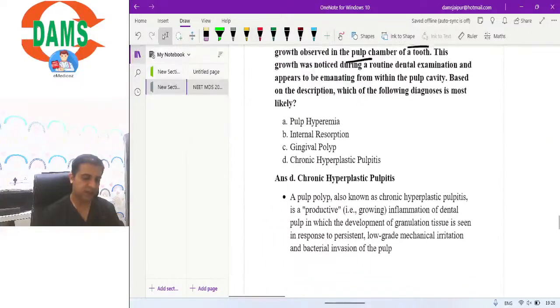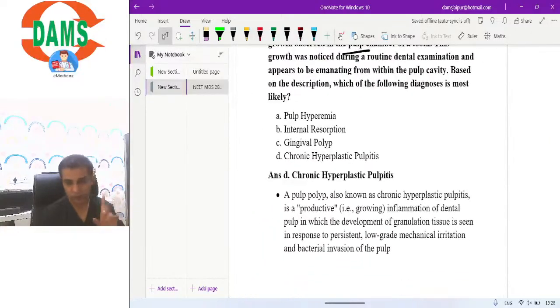This question was of chronic hyperplastic pulpitis. Don't call it a pink tooth. Because of slight irritation, the pulp proliferates. It doesn't happen in all cases. In few cases, it happens in which the immune power of a person is a bit low, right?